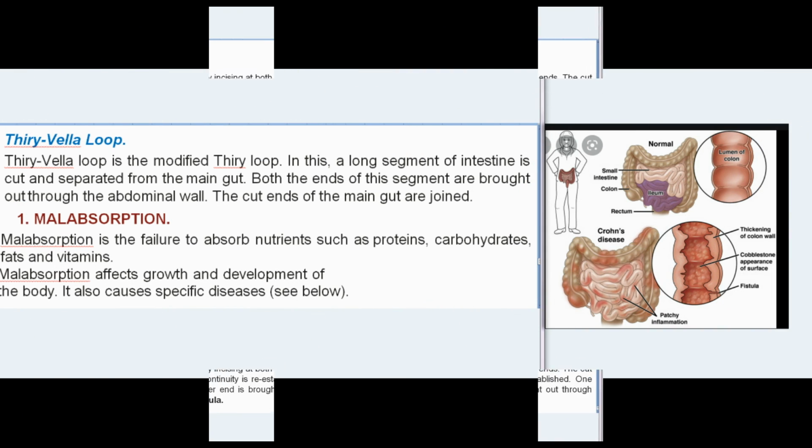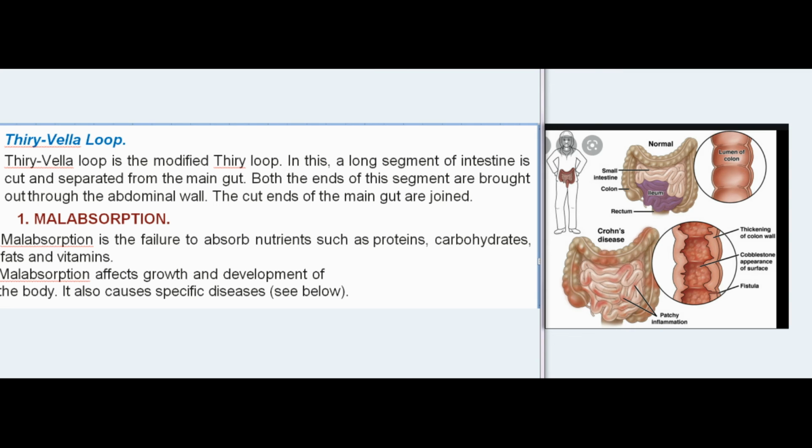Thiry-Vella loop. Thiry-Vella loop is the modified Thiry loop. In this, a long segment of intestine is cut and separated from the main gut. Both the ends of the segment are brought out through the abdominal wall. The cut ends of the main gut are joined.